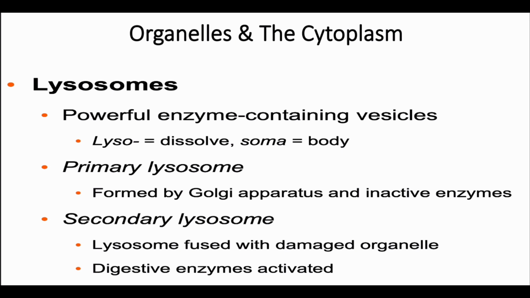Lysosomes actually end up, so when a cell gets damaged, right? So there's a mutation that may have occurred. And if the cell is able to recognize that mutation occurred, one of the things that the cell will do is it'll kill itself, okay? It commits suicide. And that is called apoptosis, programmed cell death.